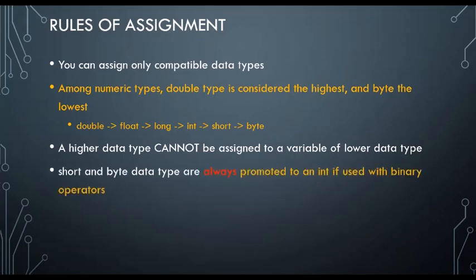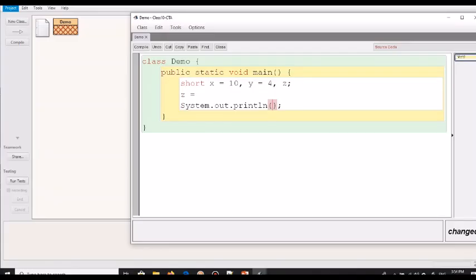We have done this. Now, very important, short and byte data types are always promoted to an int if used with binary operators. This means if you have a short variable or a byte variable and you use them in an expression with binary operators, they are always promoted to an int. Let us see this with an example. Okay, let us see this program.